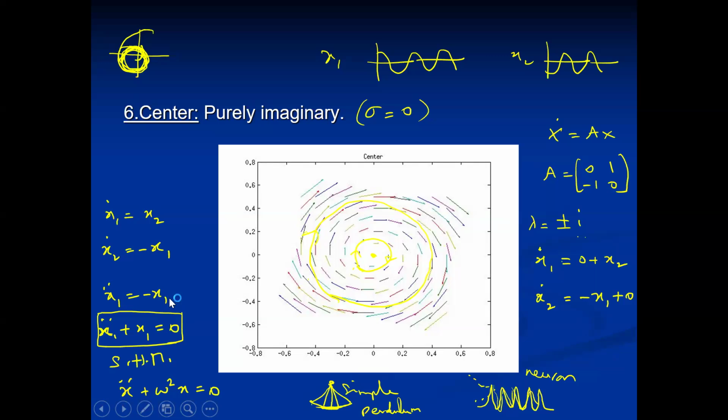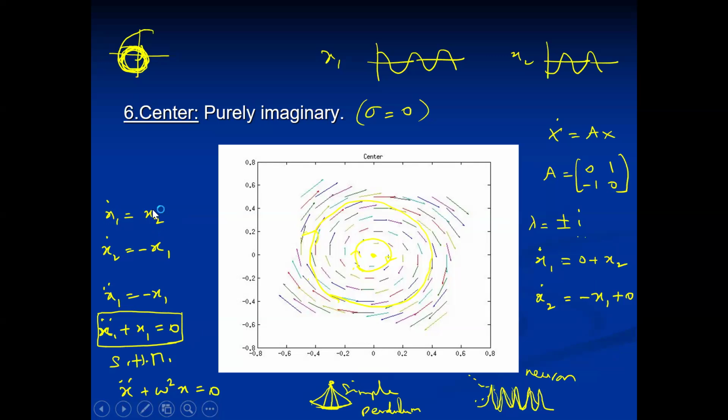This is a second order equation which you all must have solved in high school. The same equation can be expressed as two first order equations. See it at the top: x1 dot is equal to x2, x2 dot is equal to minus x1. If you combine these two first order equations into a single second order equation, you get x1 double dot plus x1 is equal to 0. This is your simple harmonic motion equation. The solution is a cosine or a sinusoid.